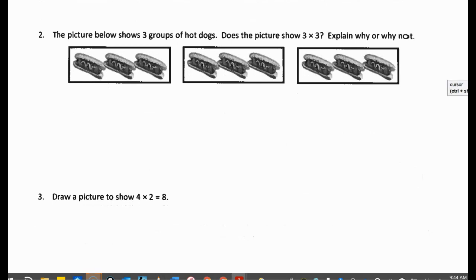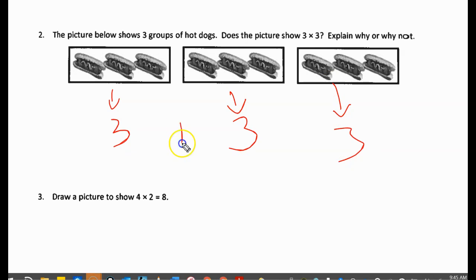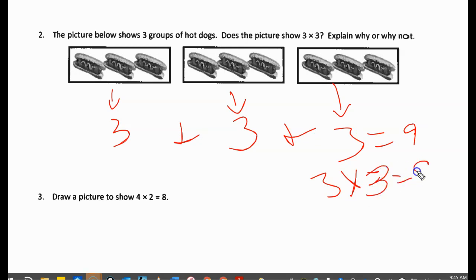Go to page 4. It says the picture below shows 3 groups of hot dogs. Does the picture show 3 times 3? Well, how many hot dogs in this picture? 3. How many in this one? 3. How many in this one? 3. I can go 3 plus 3 plus 3 is 9, or 3 times 3 equals 9. So it does show 3 times 3.